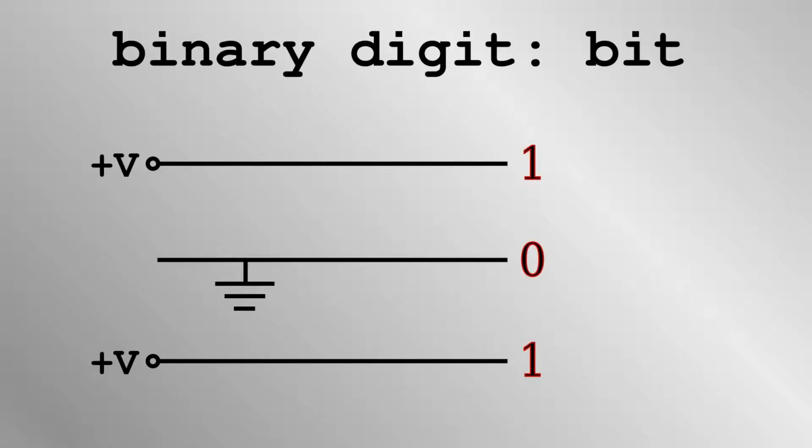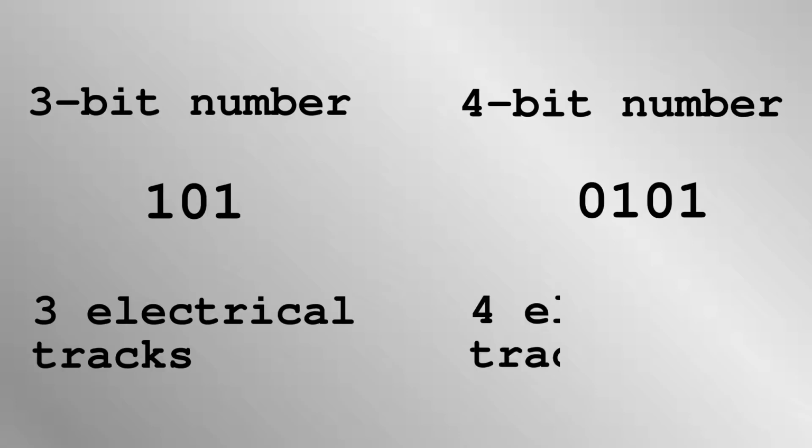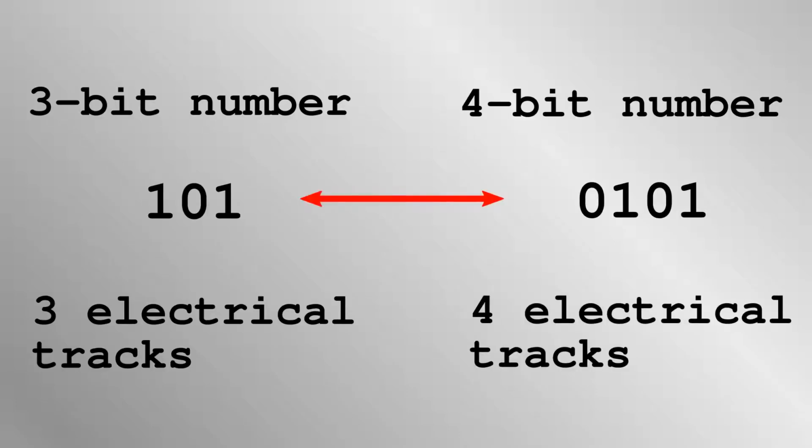To represent the number 101, 3 electrical tracks in order would have their voltage on, off, on. Each of these tracks carries a binary digit, or bit. With 3 electrical tracks, this is called a 3-bit number. There are similarly 4-bit numbers, 8-bit numbers, and so on. Of course, the 4-bit number 0101 is equivalent to the 3-bit number 101.